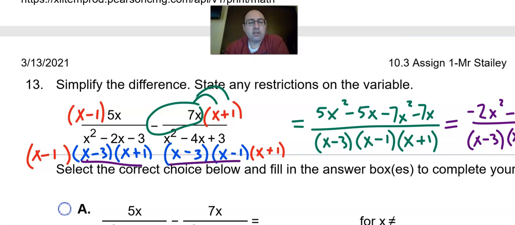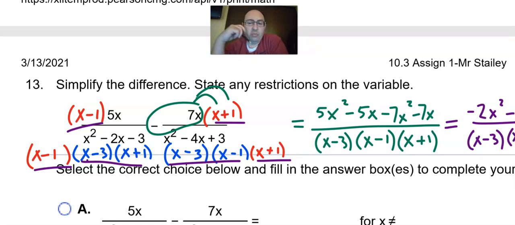Then I asked myself, what's the first denominator missing that the other one has? Obviously, the answer is x minus 1. So top and bottom, I multiplied by x minus 1. The other one's missing an x plus 1, so I multiplied top and bottom by that. So now the denominators are the same. They all have an x minus 3, an x minus 1, and an x plus 1.